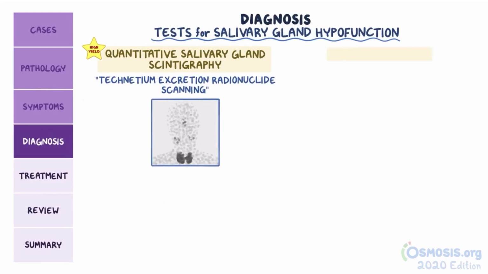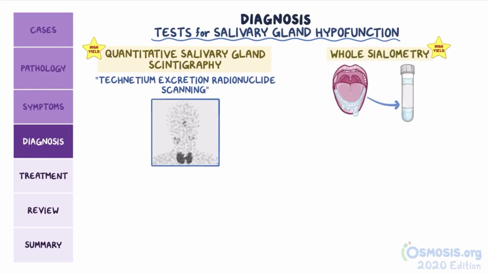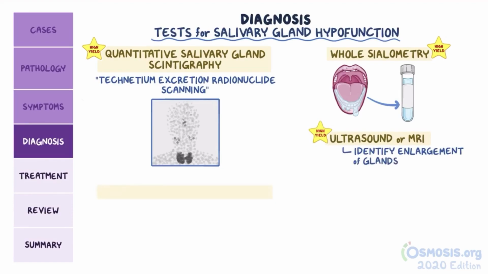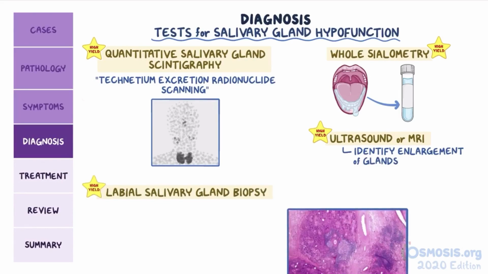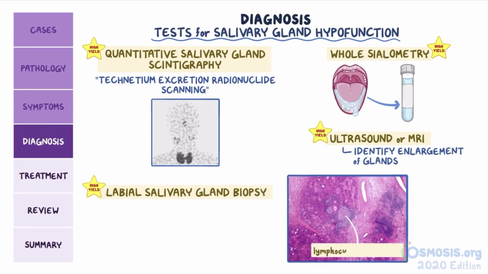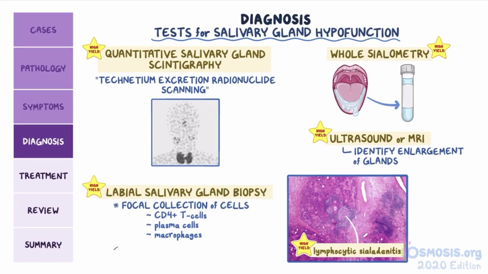There's also whole sialometry, which measures the rate of saliva production by measuring the amount of saliva someone can produce over a time frame. In addition, imaging like ultrasound or MRI can be used to identify enlargement of the salivary glands. Finally, labial salivary gland biopsy can be done as a confirmatory test, and it typically shows focal lymphocytic sialadenitis. That's where there's a focal collection of cells, especially CD4 positive T cells, plasma cells, and macrophages, and thickening of the inner duct wall.